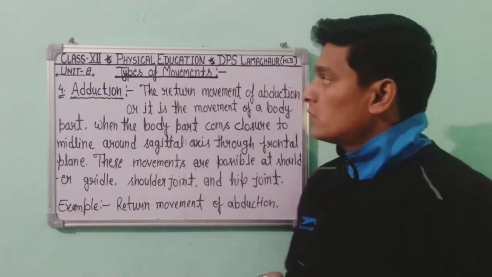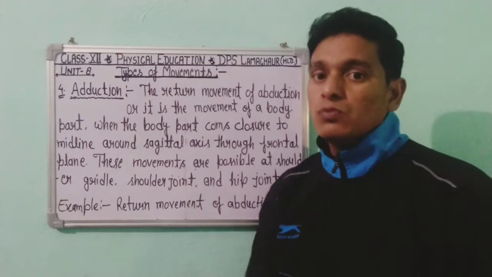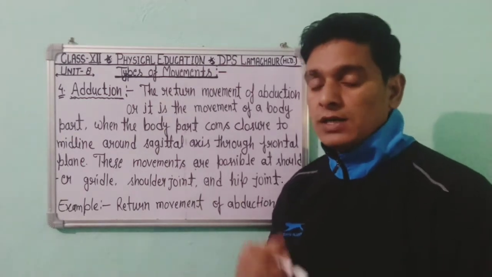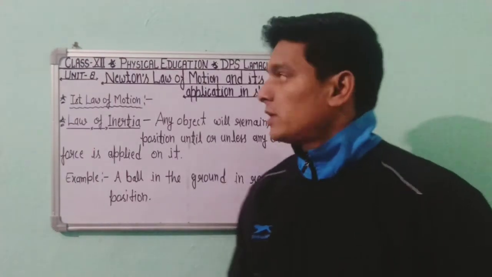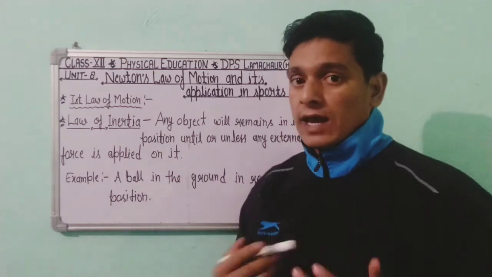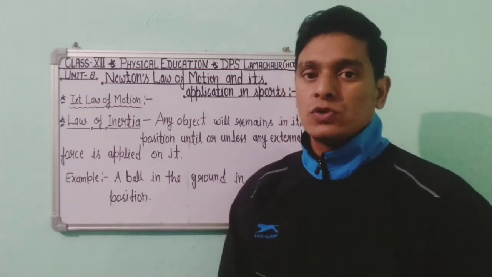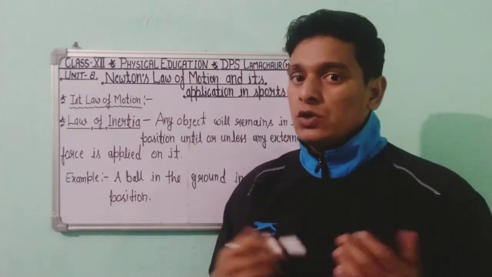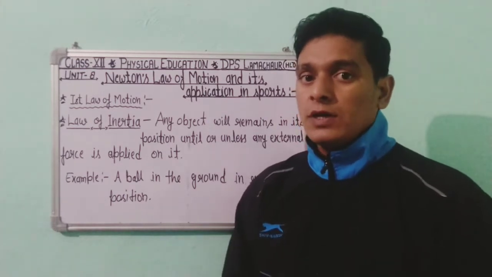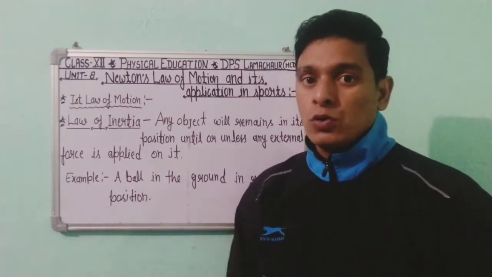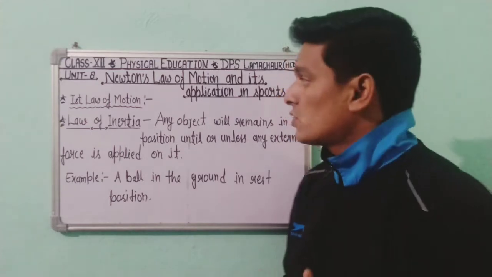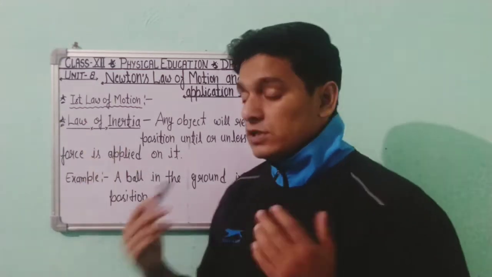I hope you understood about the types of movements. Now let's know about the next topic. The second topic is Newton's laws of motion and their application in sports. Now I am going to tell you about Newton's laws of motion one by one and their applications in sports. So let's start with the first law of motion, which is the law of inertia.